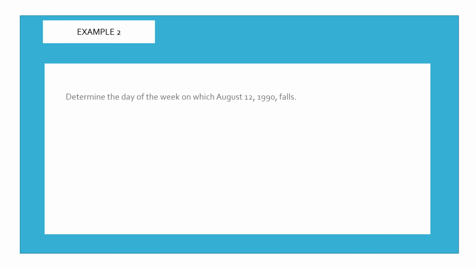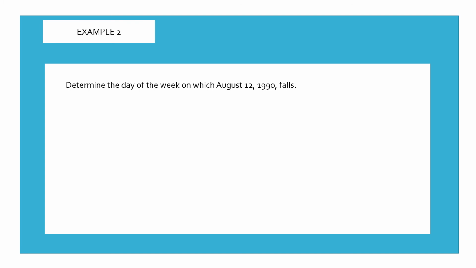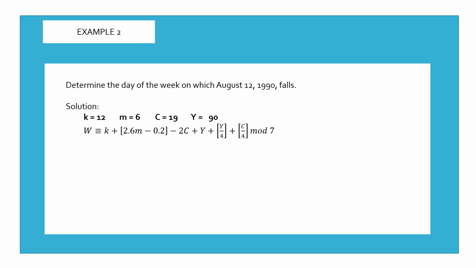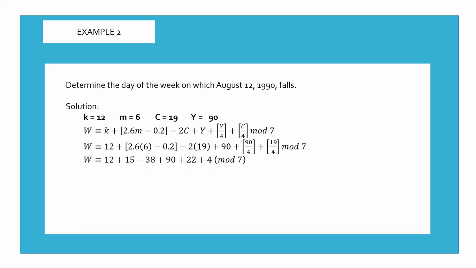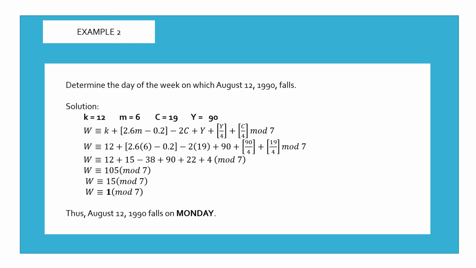Let's have another example. Determine the day of the week on which August 12, 1990 falls. So our k is 12, m is 6, C is 19, Y is 90. So we just have to substitute the given values to our formula. So we have W is congruent to 12 plus [2.6 times 6 minus 0.2] minus 2 times 19 plus [90 over 4] plus [19 over 4] modulo 7. So we just have to simplify it, and that gives us W is congruent to 1 modulo 7. Thus, August 12, 1990 falls on Monday.